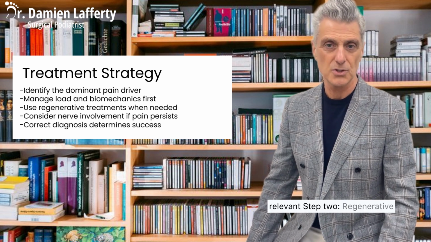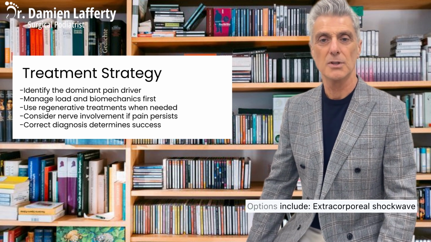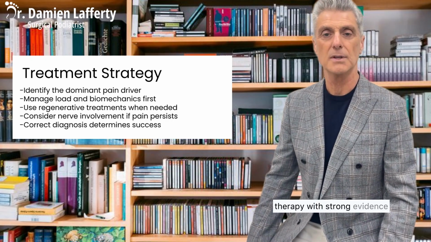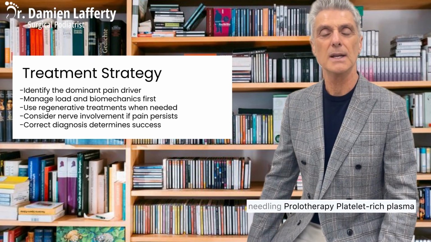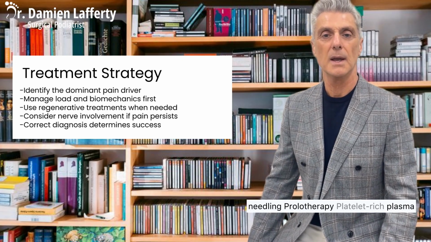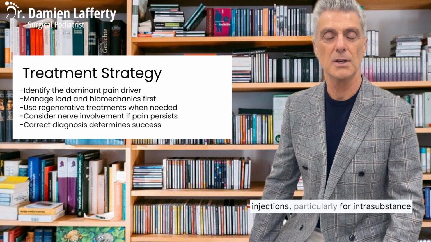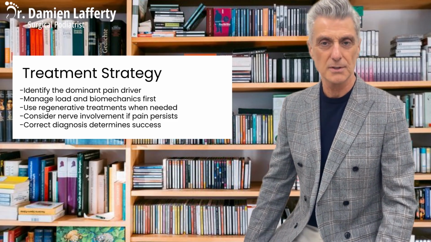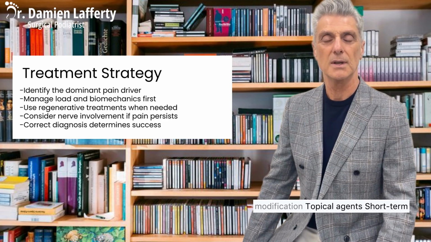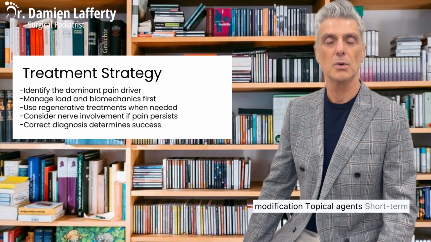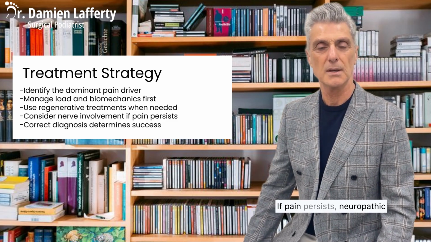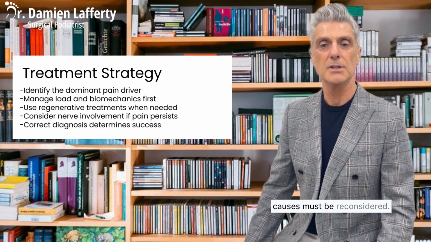Step 2. Regenerative stimulation. Options include extracorporeal shockwave therapy with strong evidence for chronic fasciosis, dry needling, prolotherapy, platelet-rich plasma injections, particularly for intrasubstance tears. Step 3. Pain modulation. This may include footwear modification, topical agents, short-term immobilization in selected cases. If pain persists, neuropathic causes must be reconsidered.